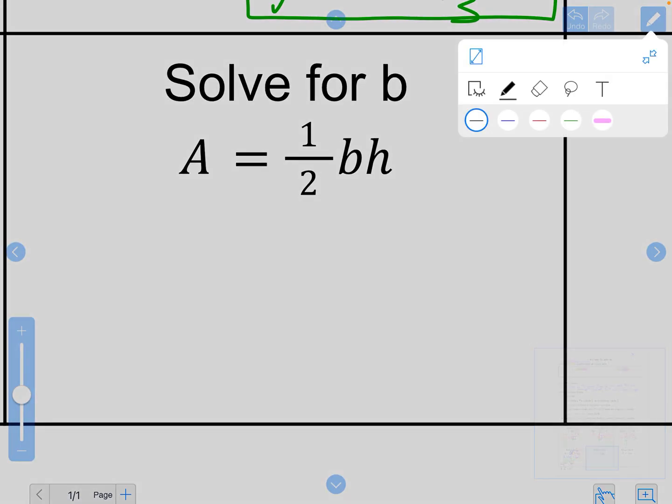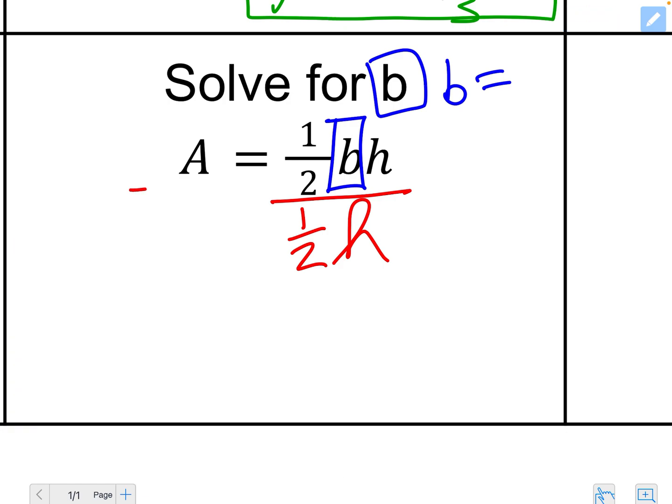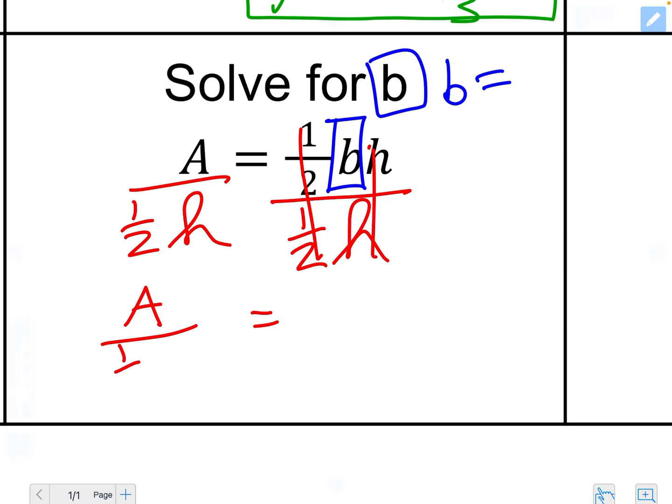All right. For this time, I need to solve for B, so I need it to be B equals. So I'm going to draw a big box around my B. Now here, this is all one term. There's not multiple terms. There's no plus or minus sign. So that means both of these numbers are coefficients. So if both of these numbers are coefficients, that means I need to divide by my coefficients. So I need to divide by 1/2, and I need to divide by h. What I do to one side, I do to the other. These cancel, and I'm left with A divided by 1/2 h equals b.